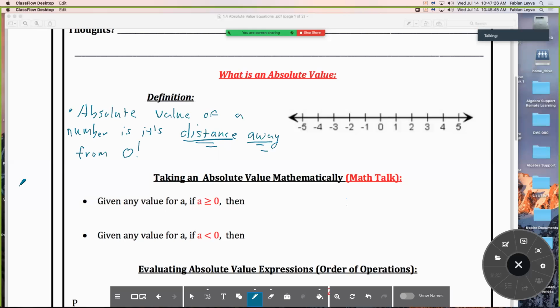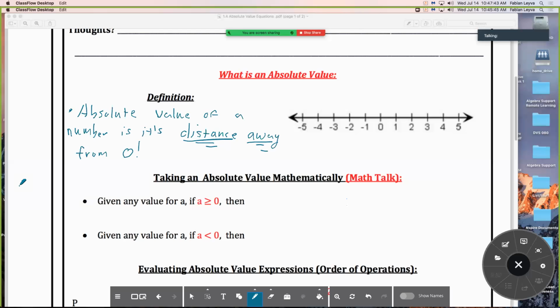So in the simplest of words, the definition of absolute value is that the absolute value of a number is literally just its distance away from 0. Now, of course, there's a way to find the absolute value, but for the most part, that is literally the very basics of what an absolute value is telling you to do.